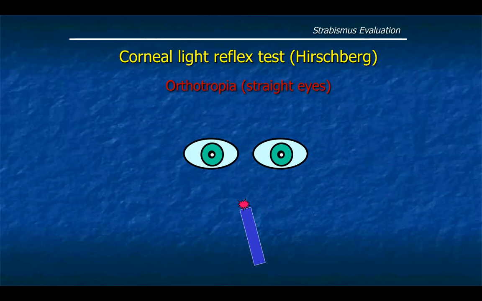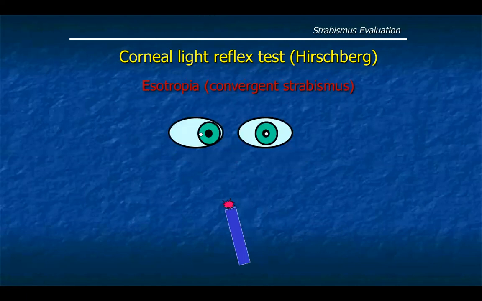If the light reflex falls on the center of the pupil of the right eye and the center of the pupil of the left eye, this means the patient has straight eyes or orthotropia, i.e. no manifest strabismus. But we don't know if he has latent strabismus or not. But he has no manifest strabismus or orthotropia. Ortho means straight.